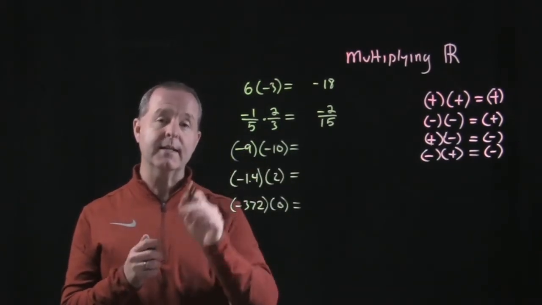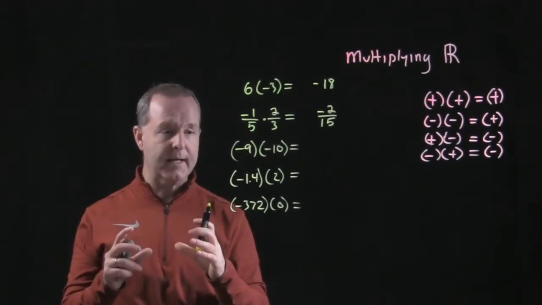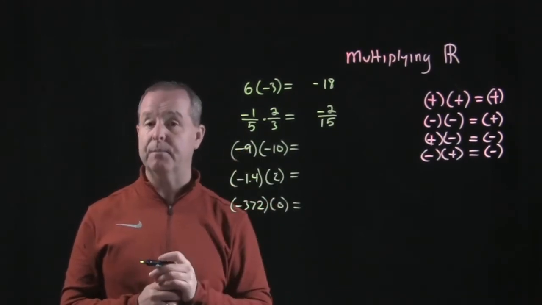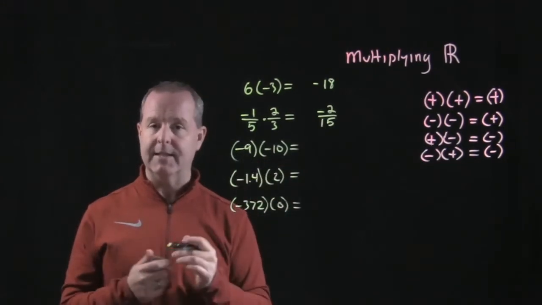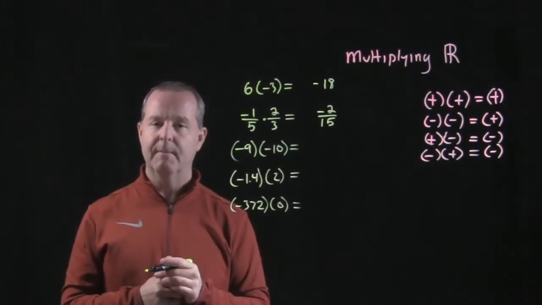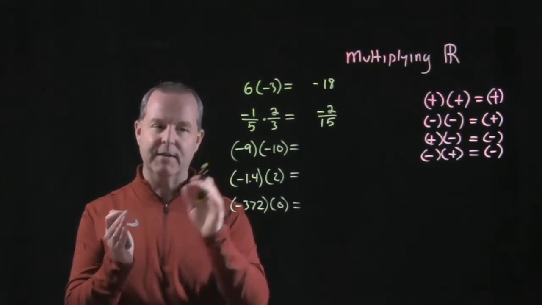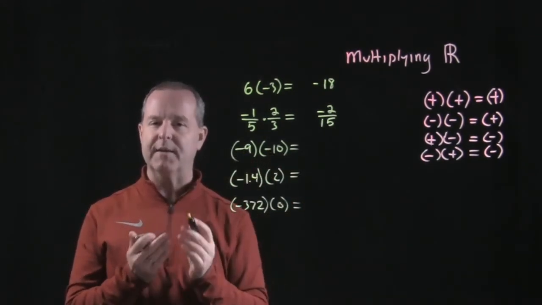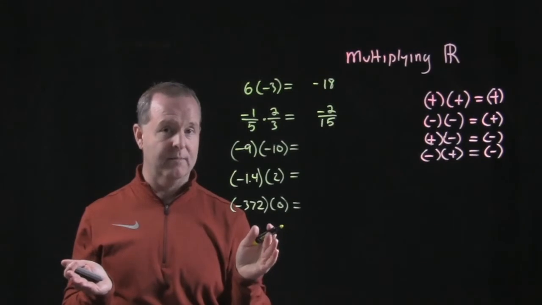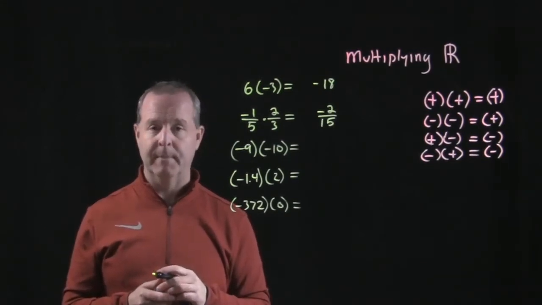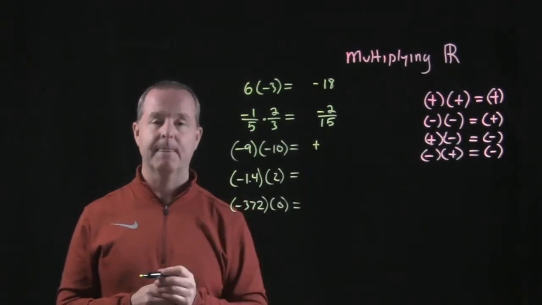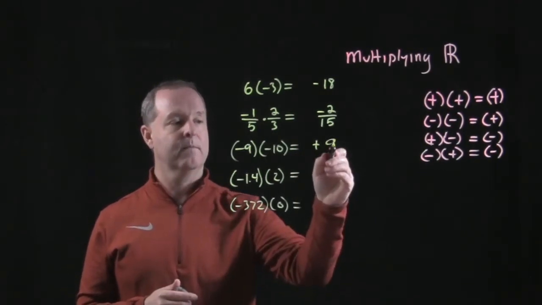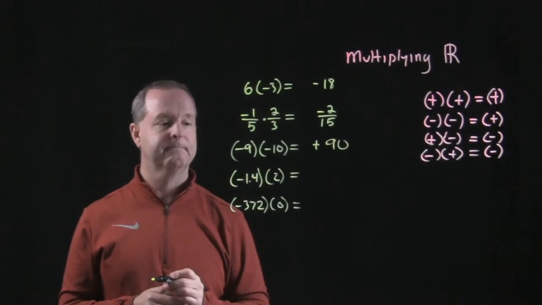Negative 9 times negative 10. Now, this one is another example of how important it is to understand and keep track of our parentheses. These parentheses together indicate a multiplication problem, but also help us to know that the negative is with the 9 and the other negative is with the 10. It's not a subtraction problem, it's a multiplication problem. So a negative times a negative produces a positive, and then 9 times 10 is 90.